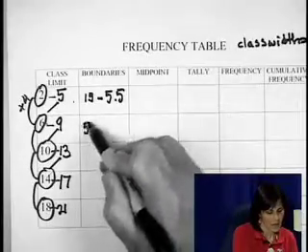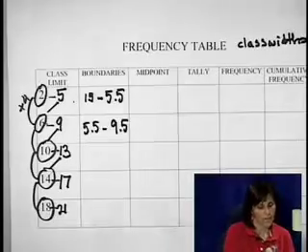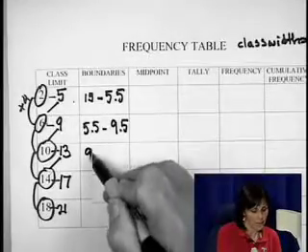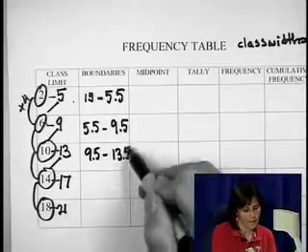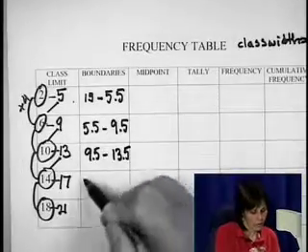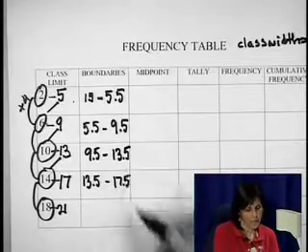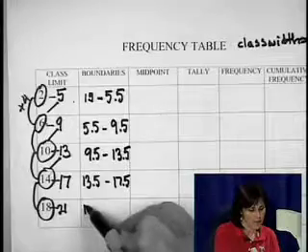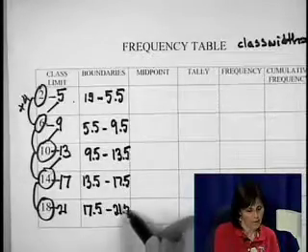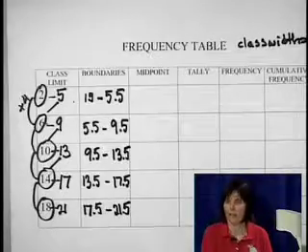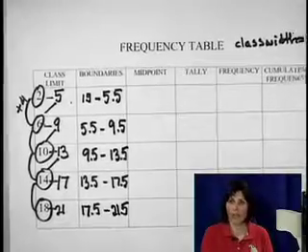Then I will start to 5.5 to 9.5. Then I will go from 9.5 to 13.5. Then I will go from 13.5 to 17.5. And I will go from 17.5 to 21.5. That will give me the boundaries.